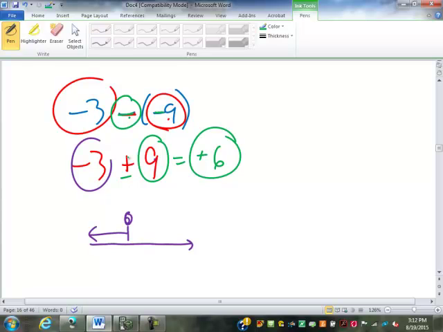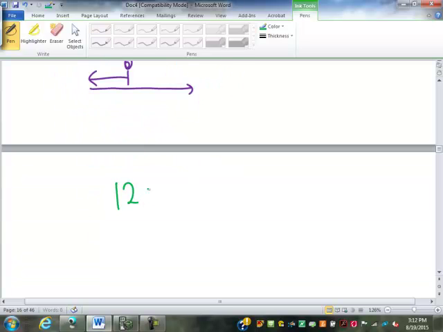Yeah. I mean, there are some little gimmicks like that that are okay. So 12 minus negative 6 is going to be a positive number. Yeah, 12 minus a negative 6. That'll become 12 plus positive 6.